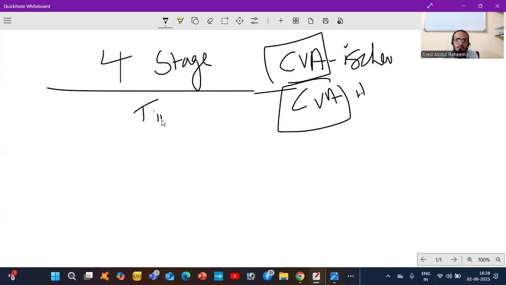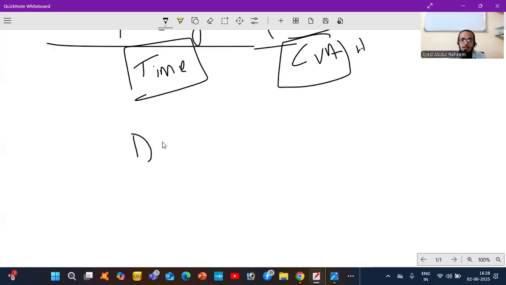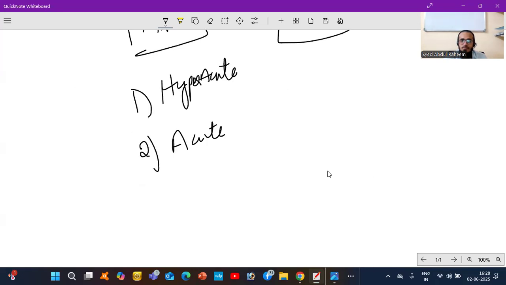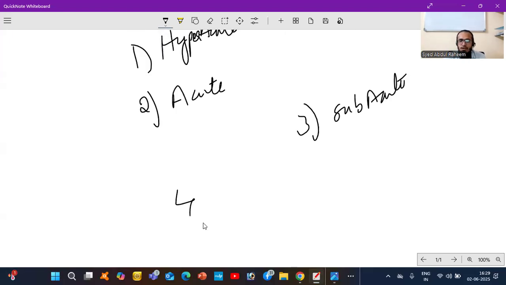Time is very important. Be fast. Last one is time. So the first stage is hyperacute. Second one is acute. Okay, and third one is subacute. Okay, and fourth one is chronic.